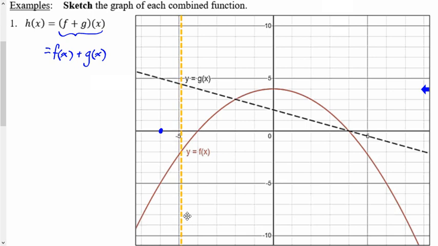So I'm going to come here to where x is -4. So here I can get some nice y values. On my f of x function, f of -4 is equal to 0. g of -4 is equal to 4. 0 plus 4 is 4. So this point here will be on the sum of these two functions. And let's continue on.